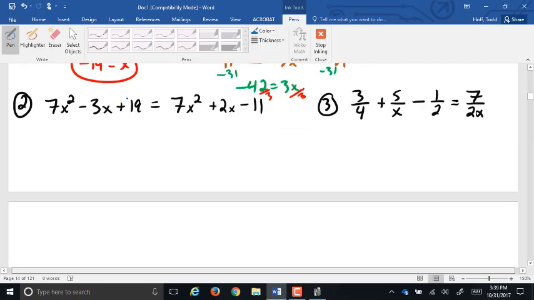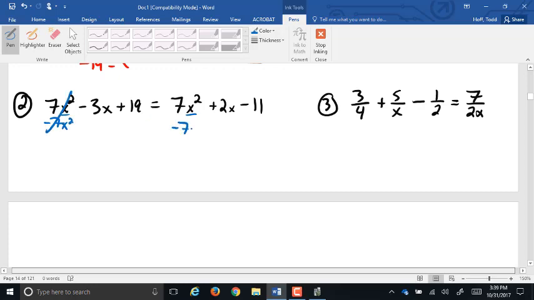Number 2 here looks like it's a lot worse. I'm just going to erase some of this to make it so it doesn't clutter it up here. Number 2 looks a lot worse, but it really isn't. What's the first thing we're going to do to solve that? We got the x squareds, so let's get them all together. So let's get rid of one. What do we have to do to get rid of one? Subtract 7x squared. That would be gone.